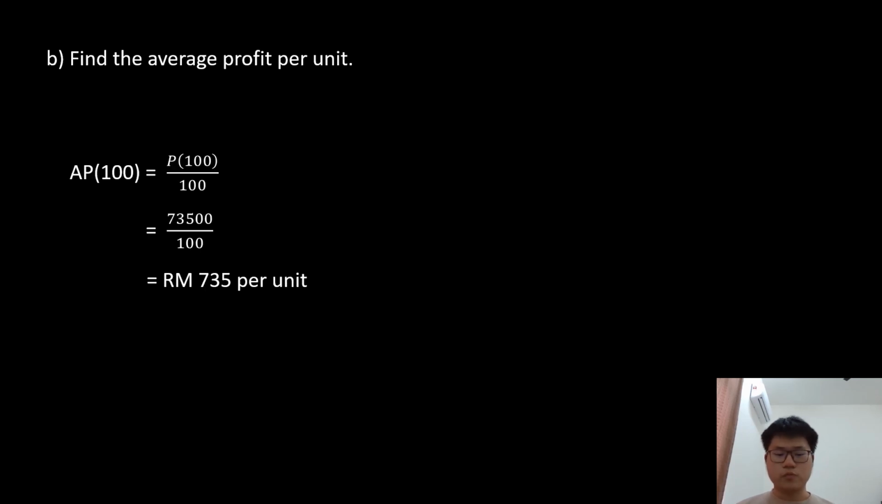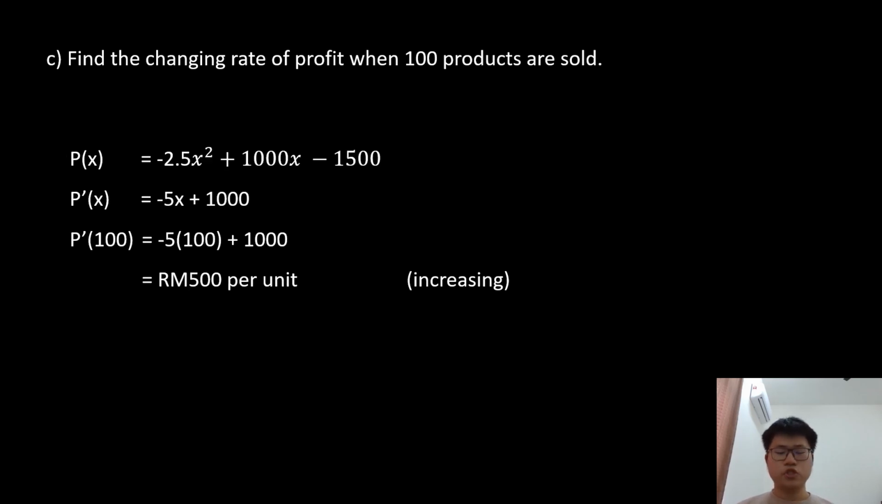B. Find the average profits per unit. So we divide the total profits by the number of units sold to get RM 735 per unit. Next, the changing rate of profits when 100 products are sold.